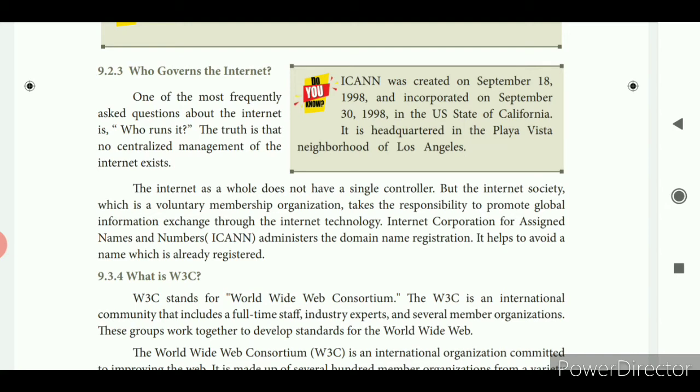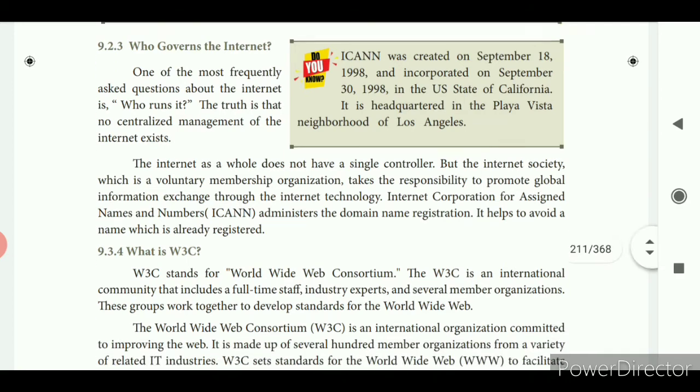So the ICANN, what is the expansion for ICANN? Underline that line. Internet Corporation for Assigned Names and Numbers. So assigned names and numbers means nothing but the URL names and numbers. So Internet Corporation for Assigned Names and Numbers administers the domain name registration. It helps to avoid names which are already registered.